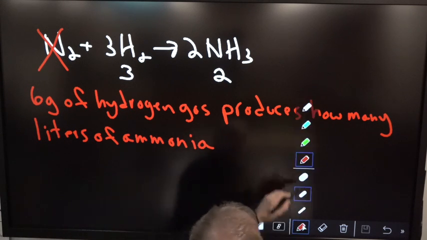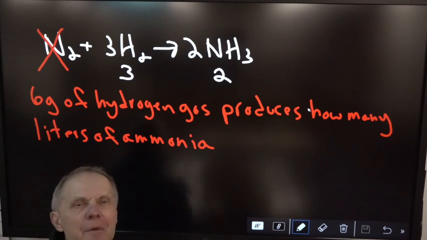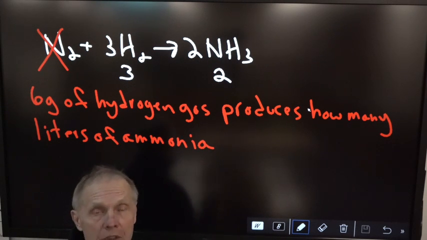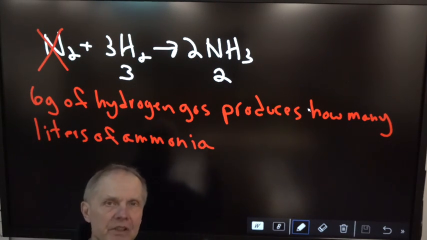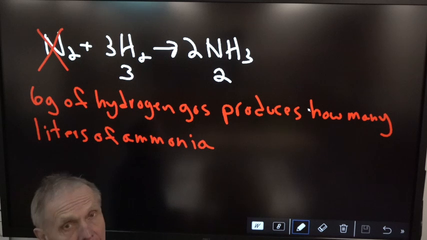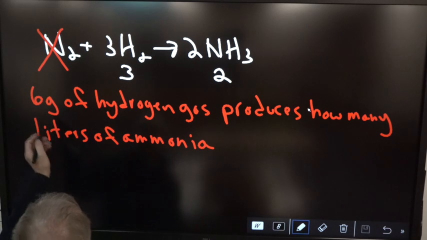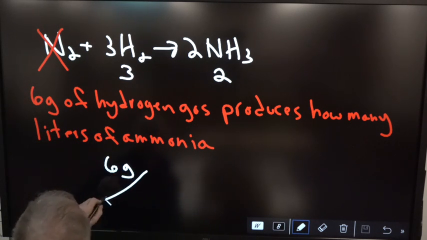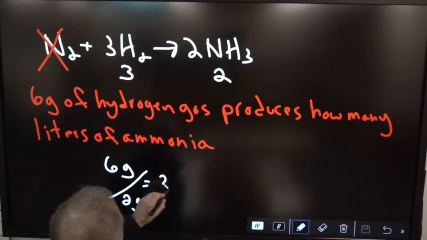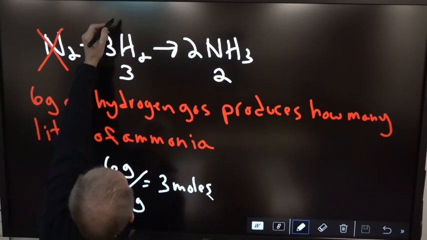Now, I can't put 6 grams above the hydrogen. It must be moles. So to use the ratio in a mole equation, you got to have moles. You can't have liters, grams, or molecules on top. So remember, if I give you grams, you must divide by the molar mass to get moles. So that 6 grams would be divided by 2 grams, and I get 3 moles. So I put 3 up on top.